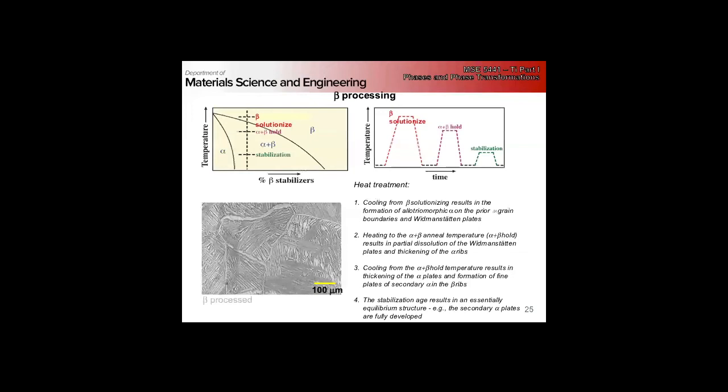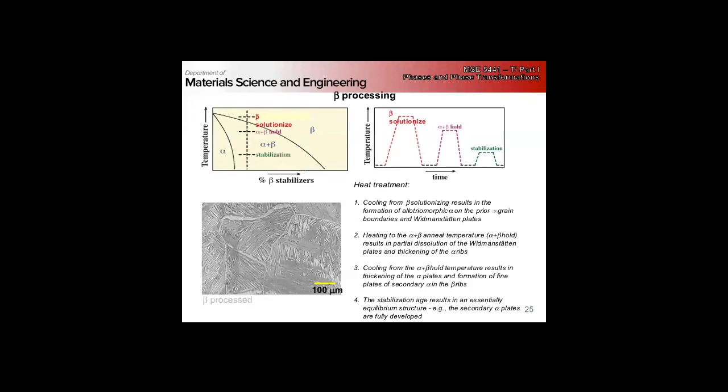And these alpha ribs are going to coarsen, right? As we cool down, these are going to fully coarsen, and then we're going to nucleate small, fine secondary alpha particles within the beta region, and then we do another hold at a lower temperature called a stabilization temperature to fully develop the secondary alpha plates. So in this micrograph, what do we see?